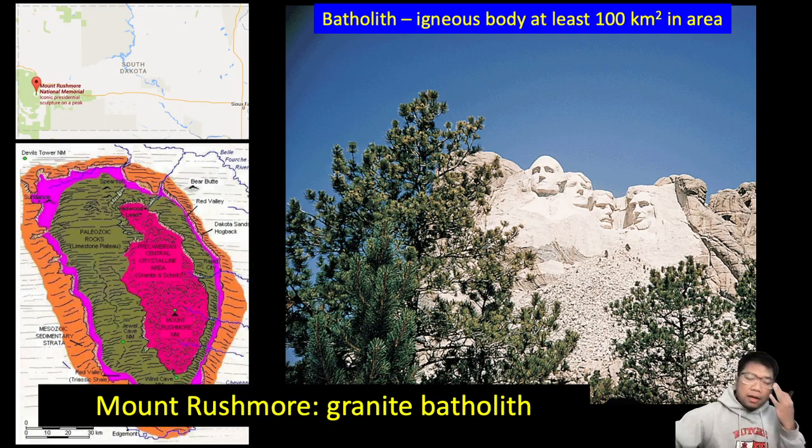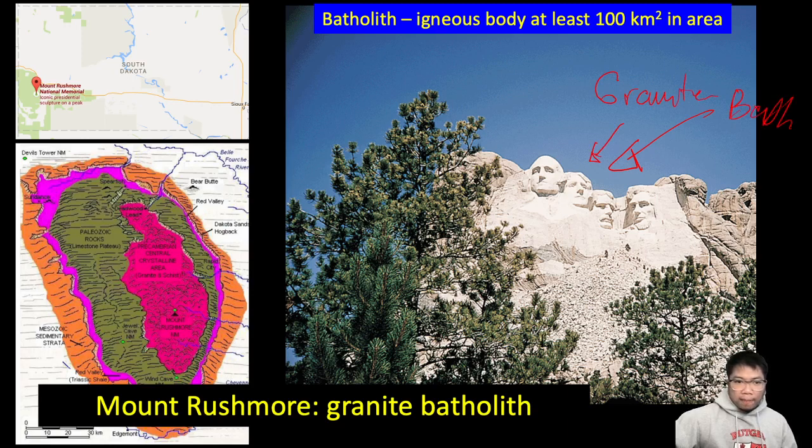Batholith is probably the largest body of igneous rocks, and it can cover up to hundreds of square kilometers in area. And the example would be Mount Rushmore in South Dakota. So these rocks are actually granite batholith. All right, so that is the example of batholith.